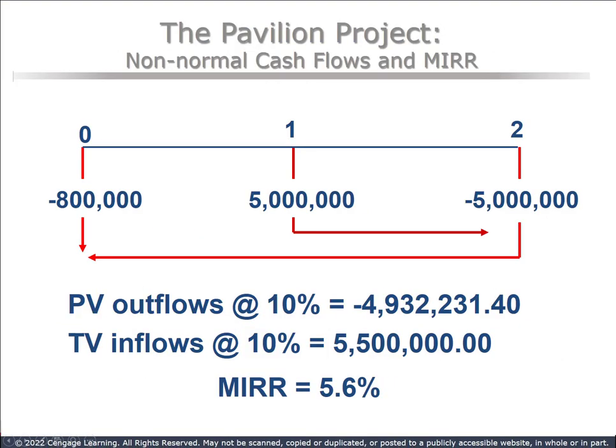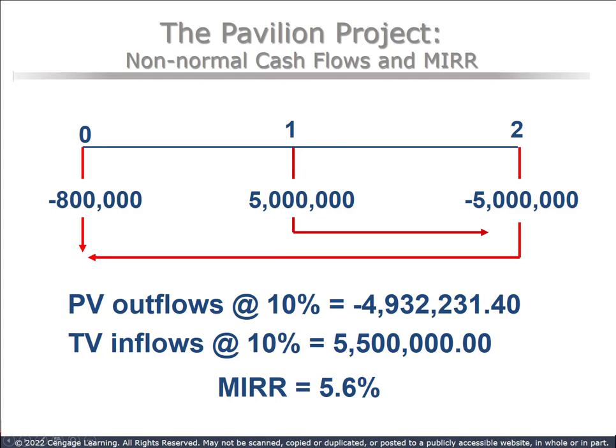Now that we see how MIRR works, let's revisit our Pavilion project, as it illustrates an important point about finding the values to use to find MIRR. All outflows are present valued back to time 0 and summed to use as the present value. Outflows are to the left on the timeline. All inflows are future valued and summed to use as the future value. Inflows are to the right on the timeline.